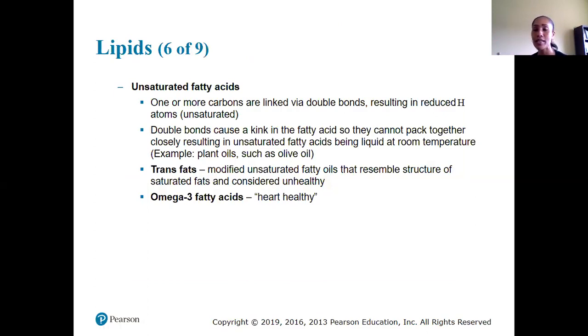So think about all of your oils, plant oils and olive oil. Trans fats are modified unsaturated fatty acid oils that resemble the structure of saturated fats and are considered unhealthy. Your omega-3 fatty acids are what we call those heart-healthy fatty acids. And those do have double bonds, which is why they represent more of our oils.